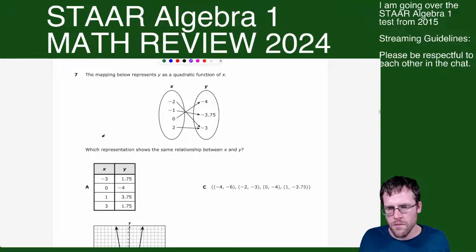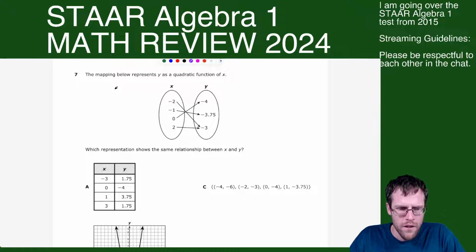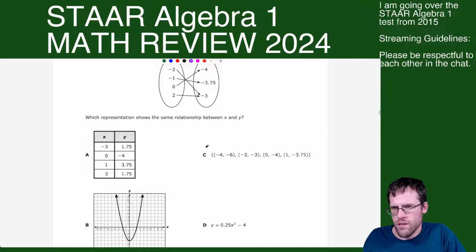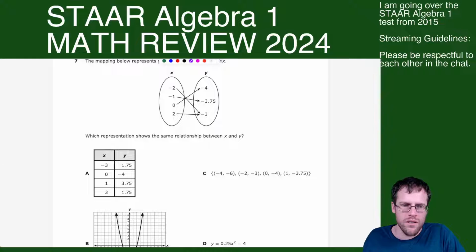So I'll hopefully be able to answer. So let's just see here. The mapping below represents y as a quadratic function of x. Which representation shows the same relationship between x and y? Okay, let's see. For this one, is there a nice way? Well, what we could do here is type these in and just do a quadratic regression.